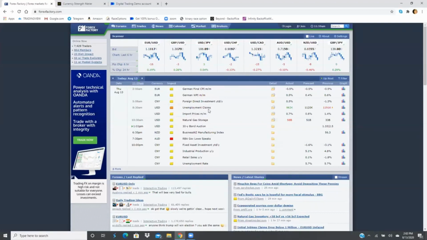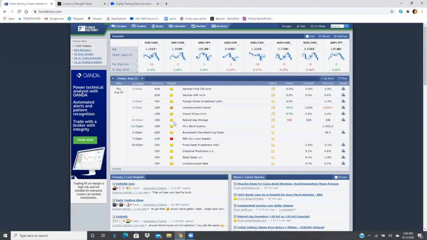Now this is unemployment claims. So you have to know what kind of news is happening as well. Unemployment claims, it's pretty serious in the Forex world. So you probably wouldn't want to trade USD around this time with the orange folder when it says anything about unemployment. And if you do, you have to be a much more experienced trader and really know how that news is going to impact the market.